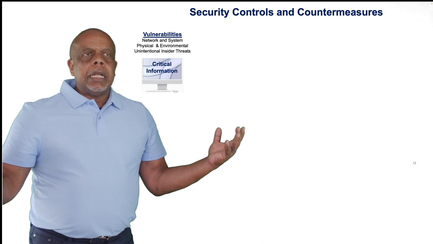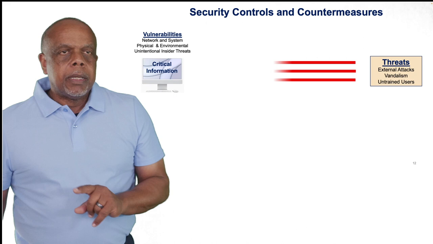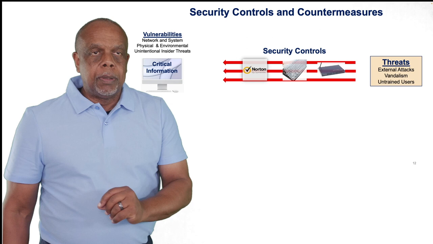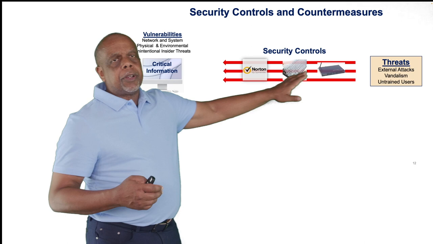And over here, we have all types of threats. We've got external attacks, vandalism, untrained users. These threats are always trying to attack or exploit the various vulnerabilities, which is why we put different security controls in place. Some of these security controls would be, I want to make sure that my router has an access control list so that I'm controlling who can enter and egress my network.